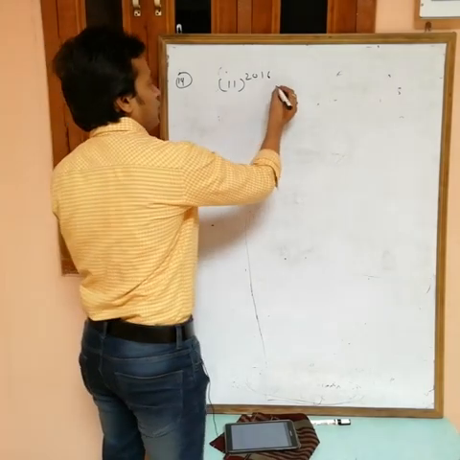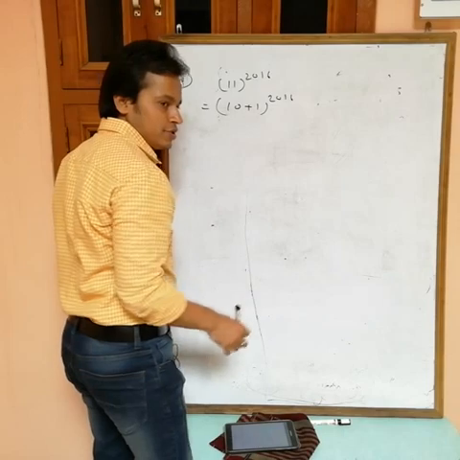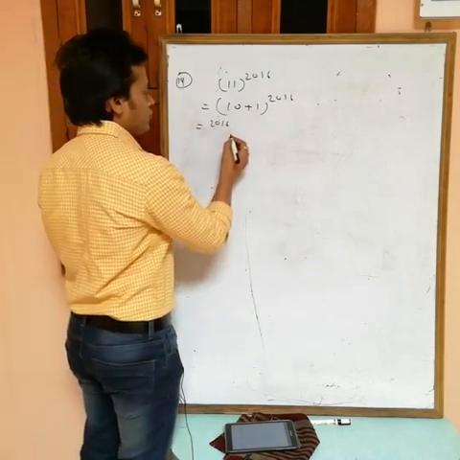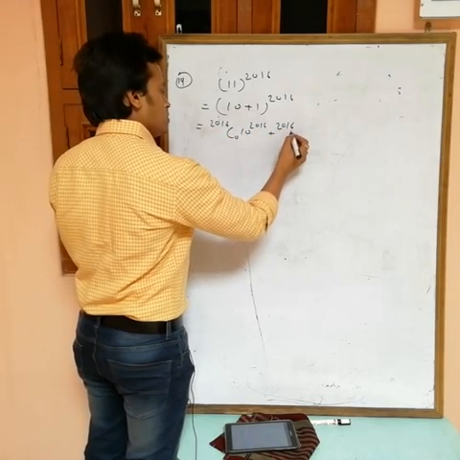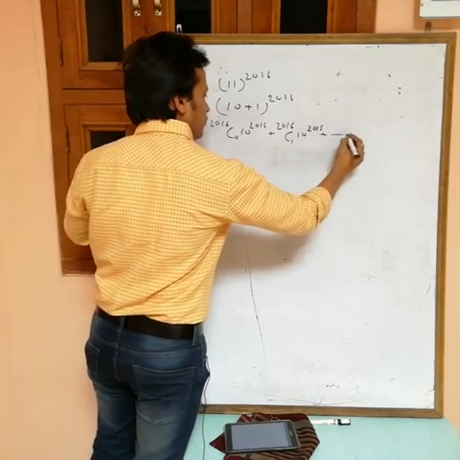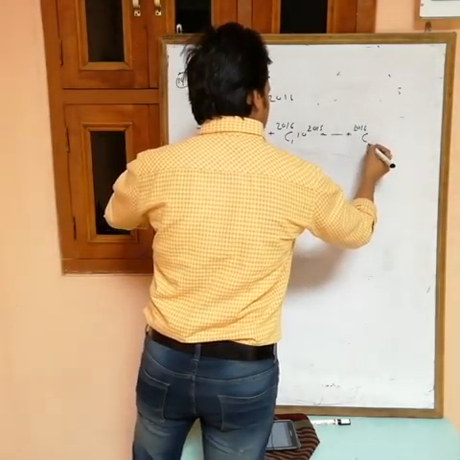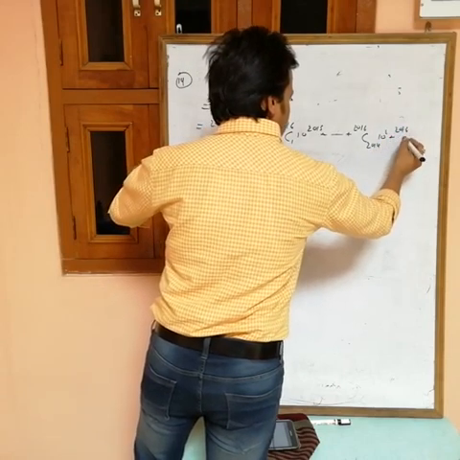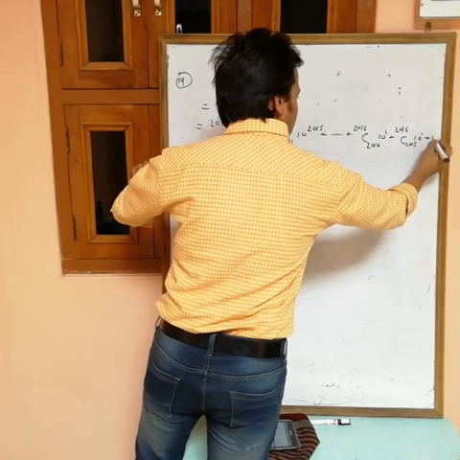First write this one in terms of 10. I can write this one as (10 plus 1) power 2016. Okay, now expand. If you expand, what we are getting: 2016C0 10 power 2016, and 2016C1 10 power 2015. Write the last three terms: 2016C2014 10 power 2, 2016C2015 10 power 1, and plus 1.